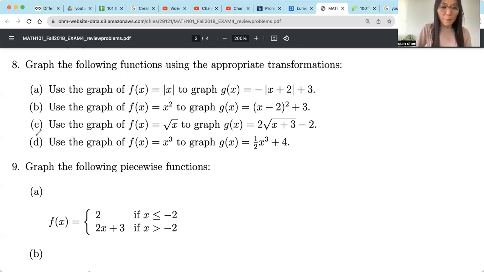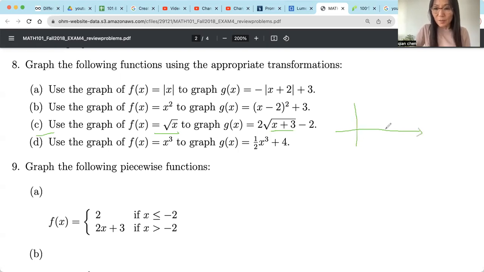Now let's see C. We want to use square root of x to graph this. So let's identify. Horizontal shifting to the left, 3 units. Right? Then dilation, every y value being doubled. Then we push down the graph 2 units down. So let's graph square root of x first.